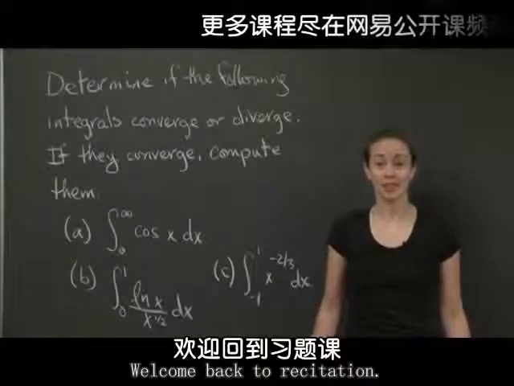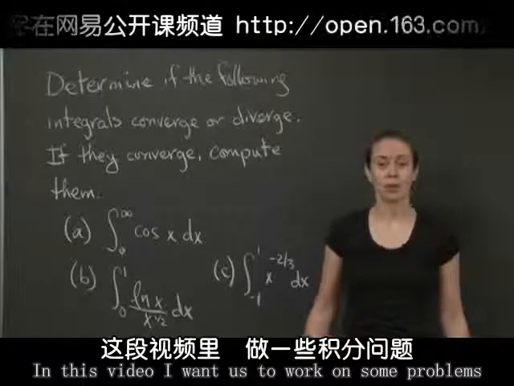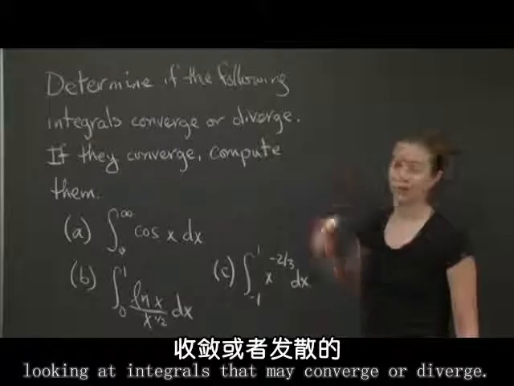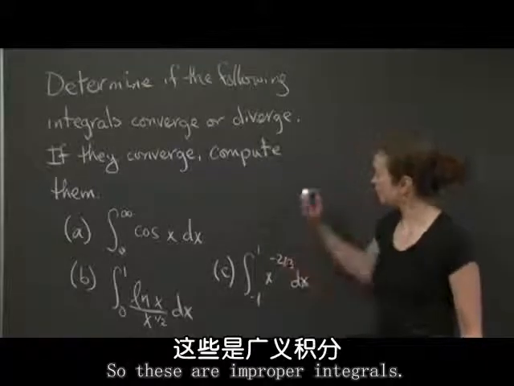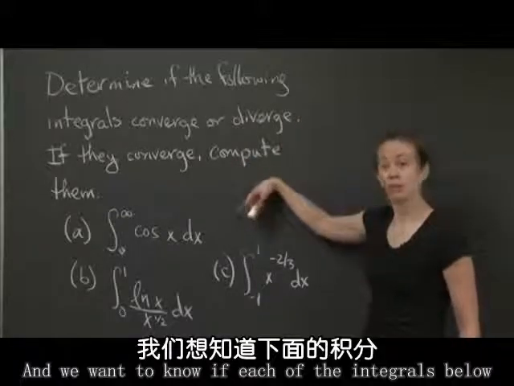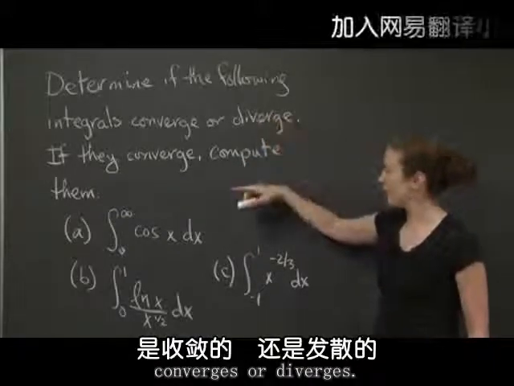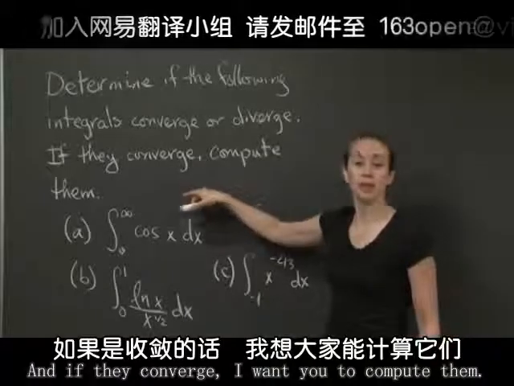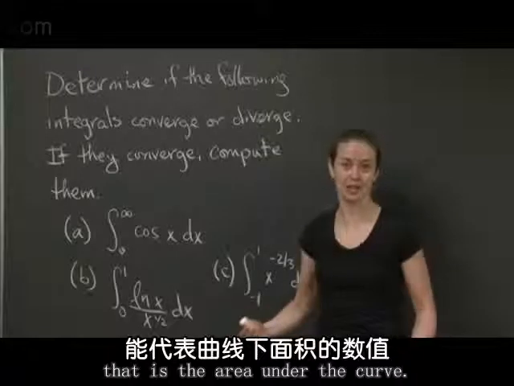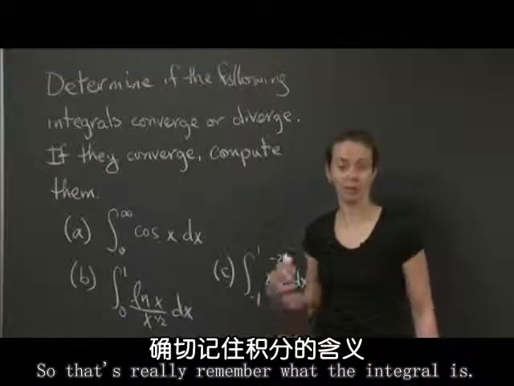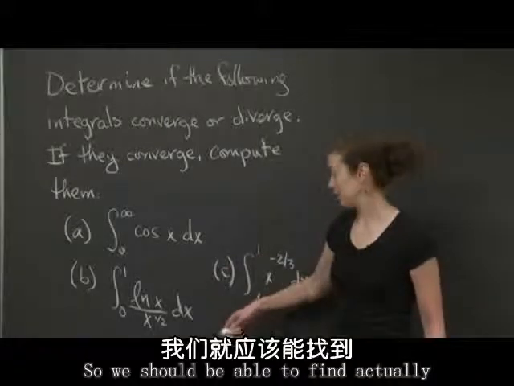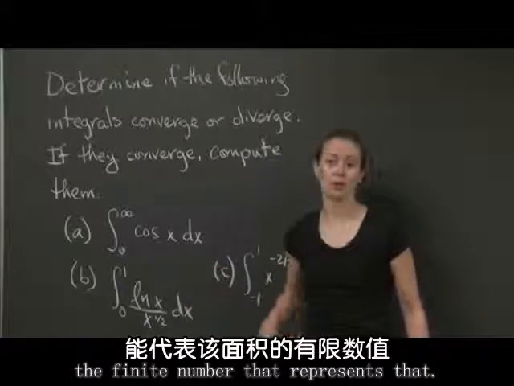Welcome back to recitation. In this video, I want us to work on some problems looking at integrals that may converge or diverge. So these are improper integrals, and we want to know if each of the integrals below converges or diverges. And if they converge, I want you to compute them. I want you to actually evaluate it, find a number that is the area under the curve. So that's really, remember what the integral is. So we should be able to find actually the finite number that represents that.